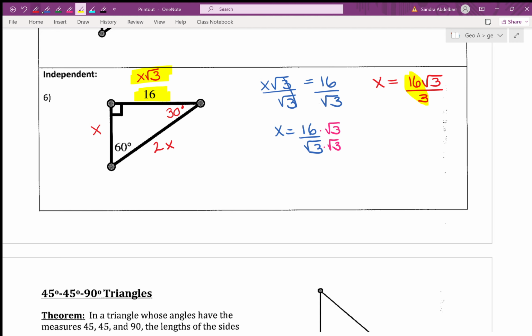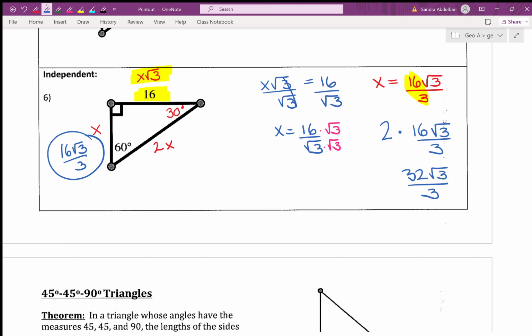So what does that mean? The height here is 16 root 3 over 3, our x expression. And then our hypotenuse is 2 times 16 root 3 over 3. Well, 2 times 16, isn't that 32? So this is 32 root 3 over 3. And then the other side, we don't have to find. It's already there. It's 16.